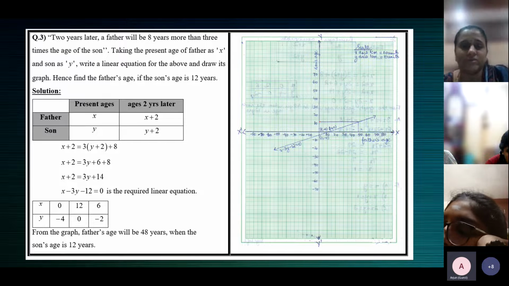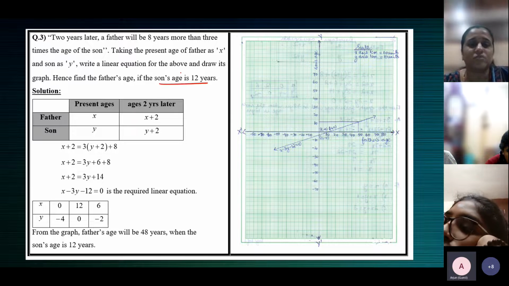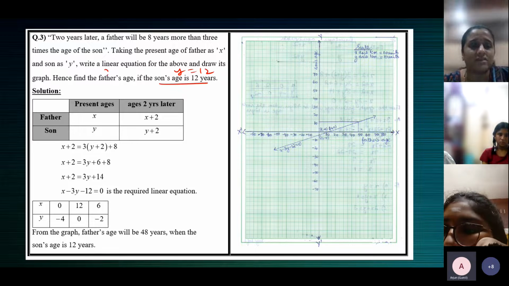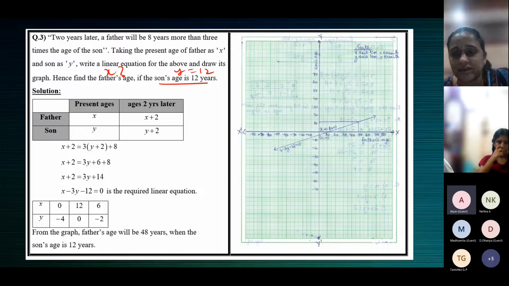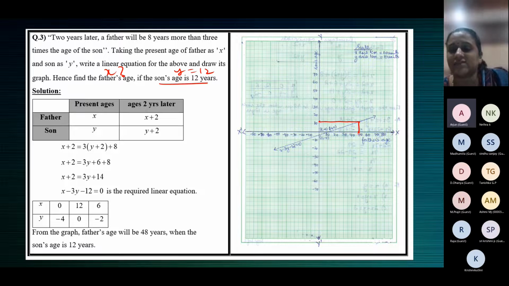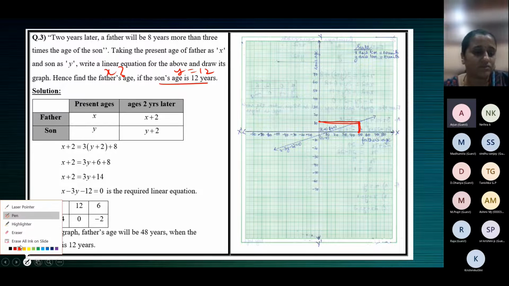See here, I'll tell you again. Why from here? Because when the son's age is 12, when y is equal to 12, what is x? You should find x. This is the y-axis and 12 is here. From there, you draw a line parallel to the x-axis till it hits the graph line. From that point, drop a perpendicular on the x-axis. Read that value where the perpendicular meets the x-axis. That'll be 48. So when y is 12, x is 48. The father's age is 48. Please do this.